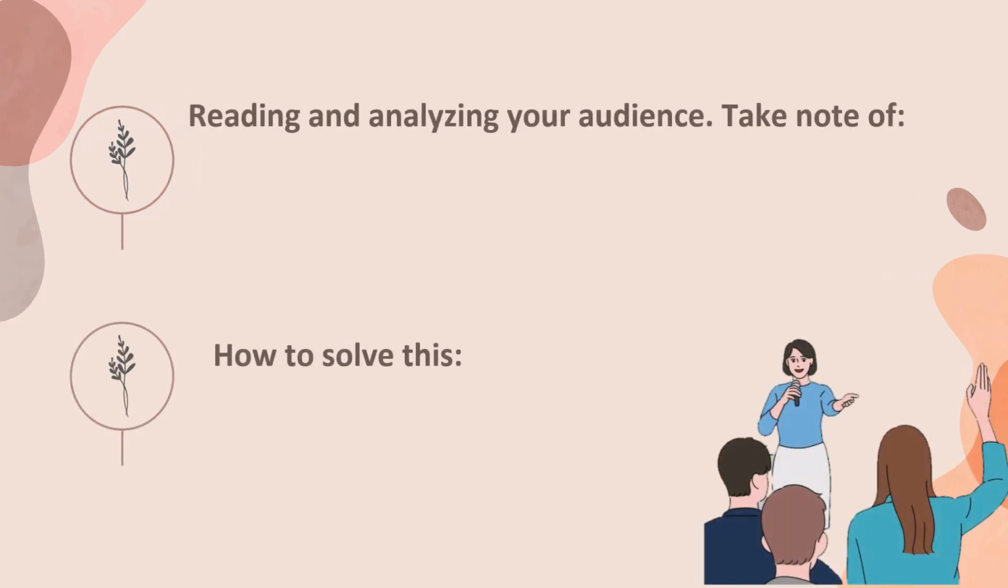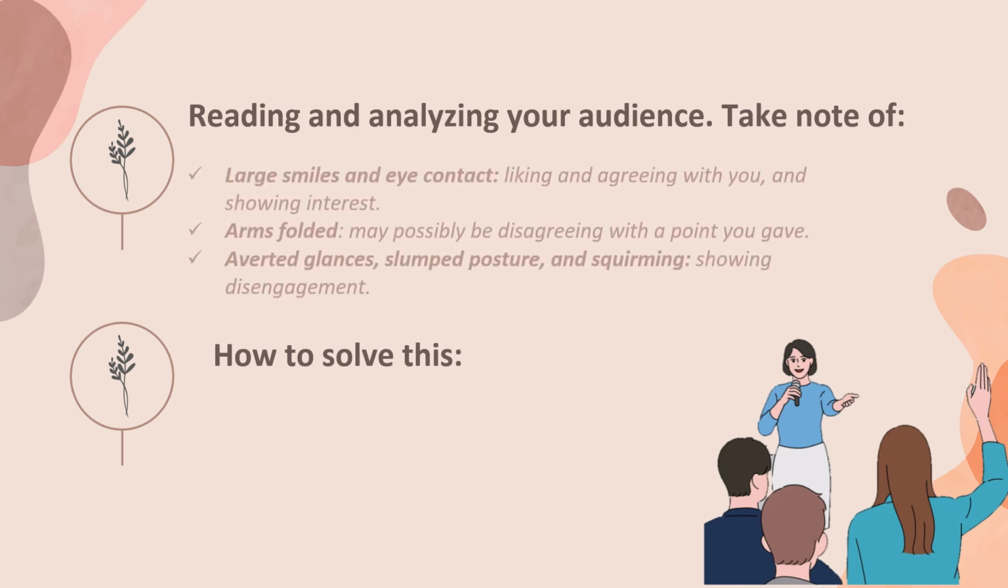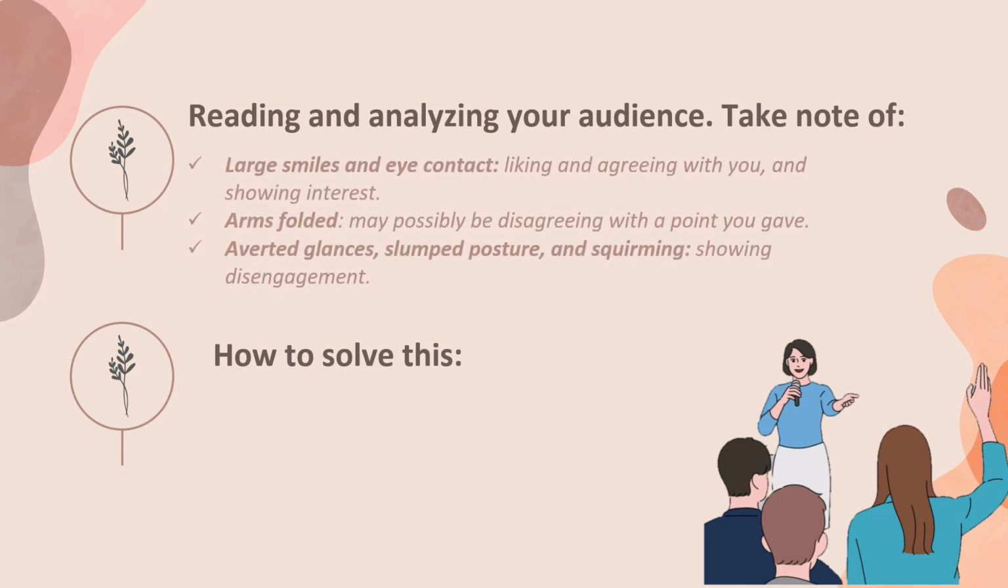Now, you need to be able to read and analyze your audience. How do you do that? When you are speaking in front of people, you need to take note of 1, large smiles and eye contact. This means that they like and agree with you and they are showing interest.